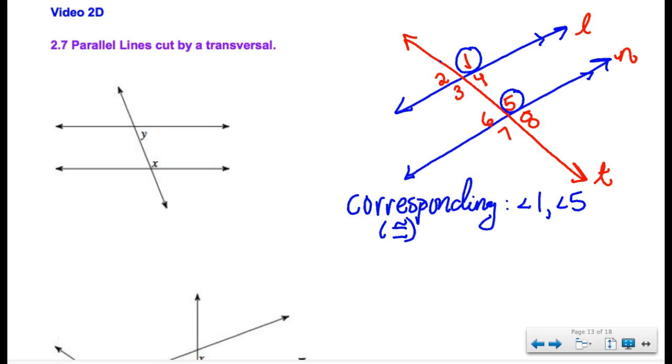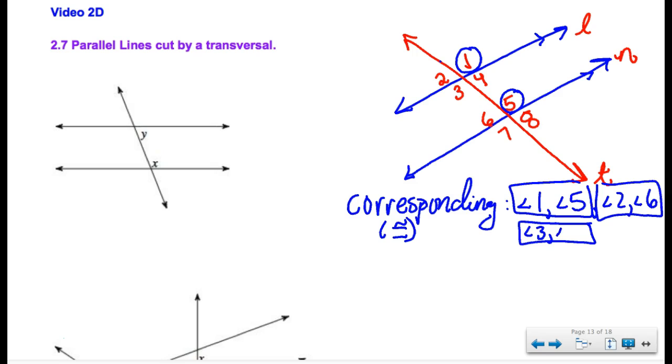Angle 1 and angle 5 are both in the top right. Angle 2 and angle 6 are called corresponding because they're both in the top left. Maybe I'll put them in boxes. That'll make them easier too. Okay, my other pair of corresponding angles would be angle 3, the bottom left, and angle 7, also in the bottom left of its clump of 4. And then I've got angle 4, bottom right, and angle 8. And those are called corresponding angles, and they're all of equal measure.